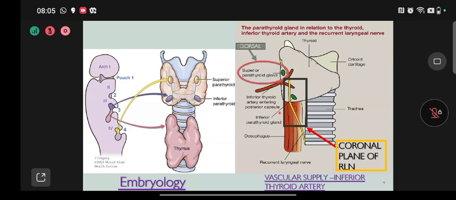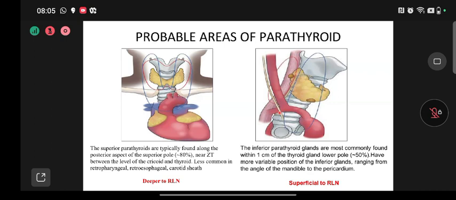Then coming to the probable areas of the parathyroids, the superior parathyroids are found along the posterior aspect of the superior pole of a thyroid lobe near the tubercle of Zuckerkandl, between the level of the cricoid and thyroid. Less commonly, they are in the retropharyngeal space and carotid sheath, while the inferior parathyroid glands are most commonly found within 1 centimeter of the thyroid gland along the lower pole, with a more variable position of the inferior glands ranging from the angle of the mandible to the pericardium area.